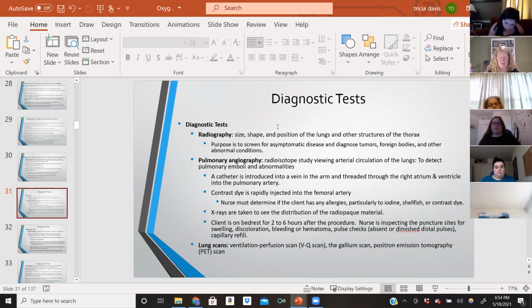It's really important before the patient has this test that we determine if the patient has any allergies, especially to iodine and shellfish and contrast dye. Then the x-rays are going to be taken to help see the distribution of all that radiopaque material, and it can identify any abnormalities. So for nursing, you're going to want to make sure they don't have any allergies. This is important. You guys need to know this. Make sure they don't have any allergies.